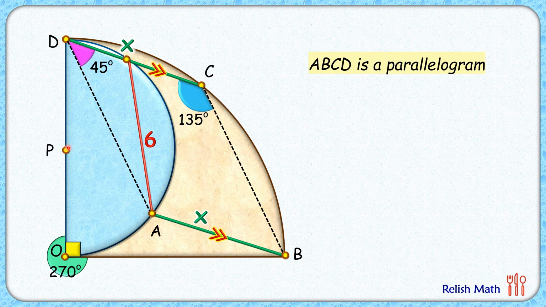Now for the blue semicircle, let's assume the center is point P. Let's join this center to this point here, and this length represents the radius of the circle. Also, let's join PA here.